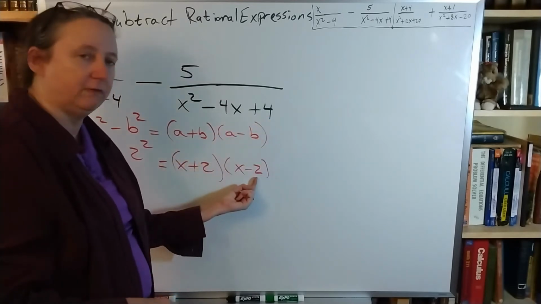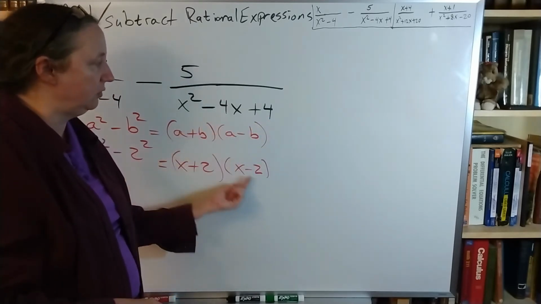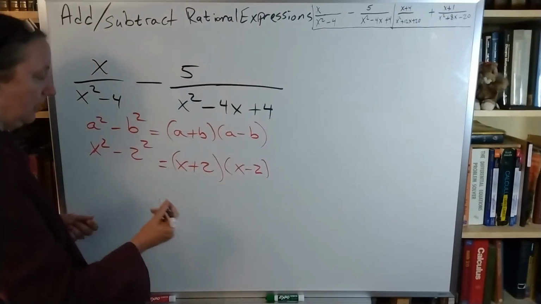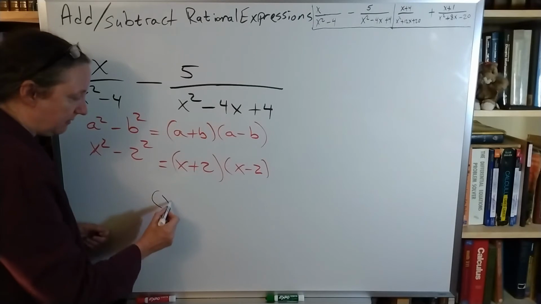Well, 2 times 2 is 4. 2 plus 2 is 4. So I think that is it, and I'm going to check it. This is the guess and check method.